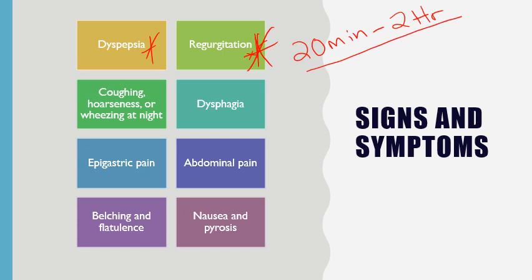Drinking fluids, taking antacids, and sitting up for 1 to 2 hours after meals before lying down can reduce symptoms of GERD. There you go. That's the second time I said that, so you should know that. Regurgitation can increase the risk for aspiration.